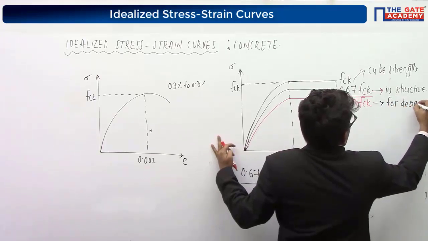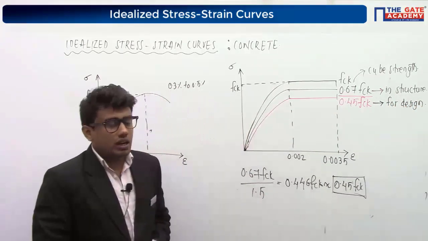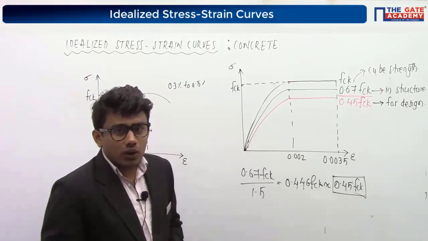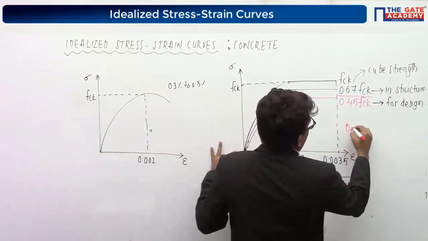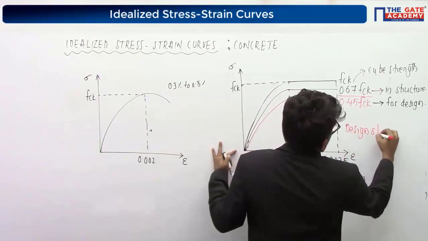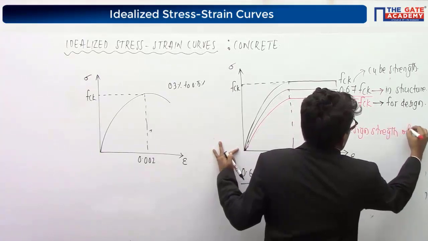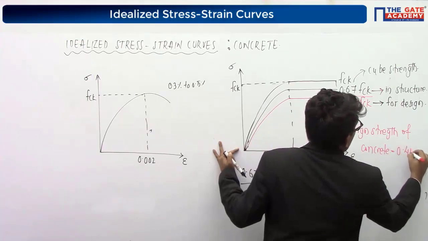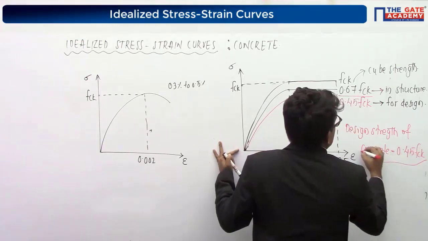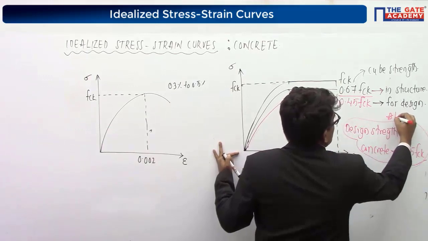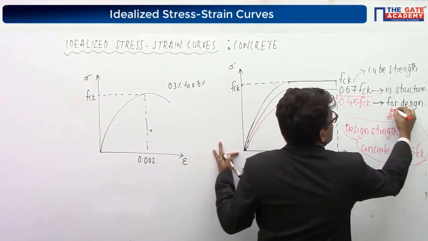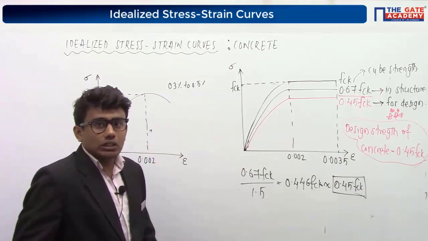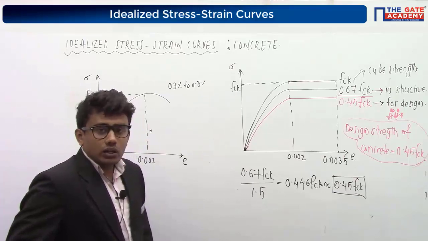For the design of the structure, we are going to consider the characteristic compressive strength of the concrete as 0.45 FCK, or we can say the design strength of the concrete. Design strength of concrete as per IS 456-2000 will be equal to 0.45 FCK. Very important. You have to remember this.